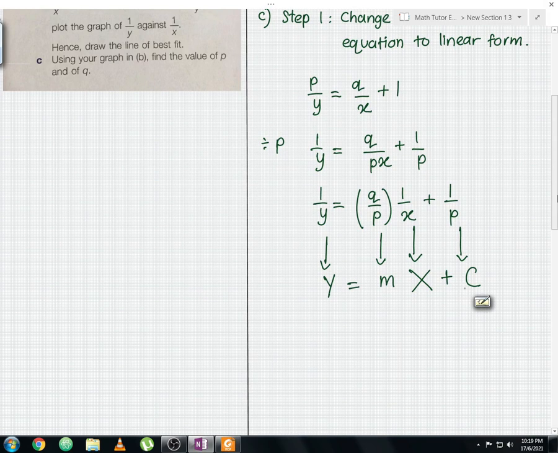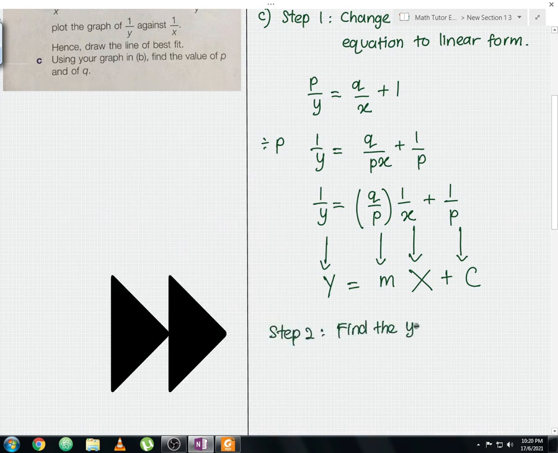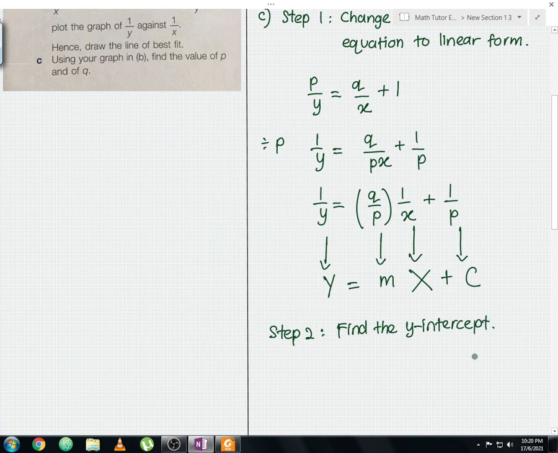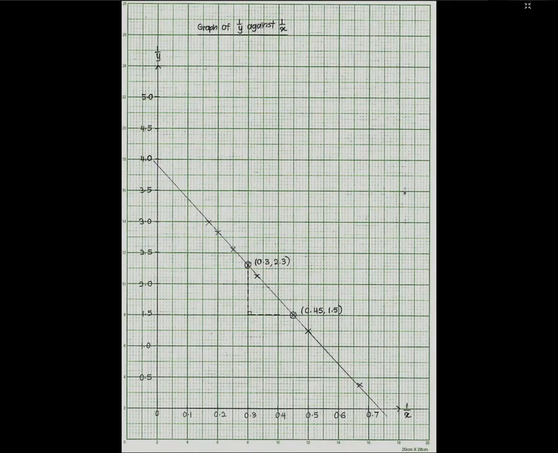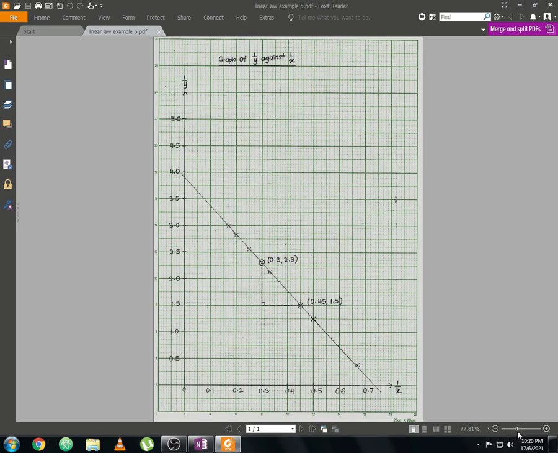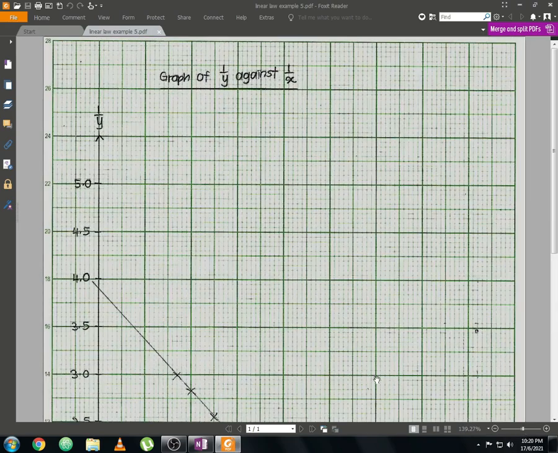In our second step, we're going to find the y-intercept. Let me write the second step working here. Let me open the graph paper, put this in full screen mode and zoom in. As you can see here, this is your y-intercept, which is 3.9 in this case. If you can't see clearly, let me zoom in. So this is your y-intercept, 3.9.